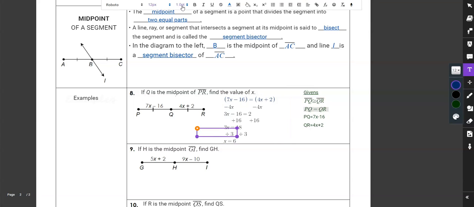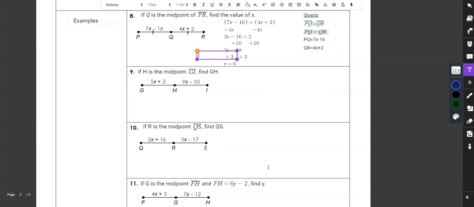So where I'm changing the space between the lines is up here. You don't have a specific amount of space you must have on this.